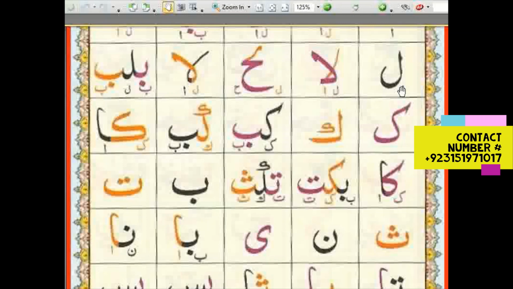Lam, alif. Lam, ha. This is the orange one, or the yellow one, is lam. Lam, ha. Lam, alif.